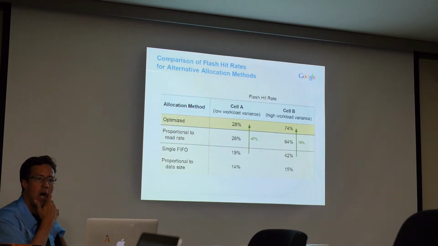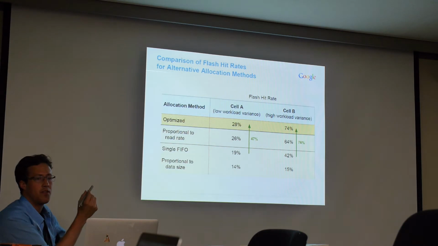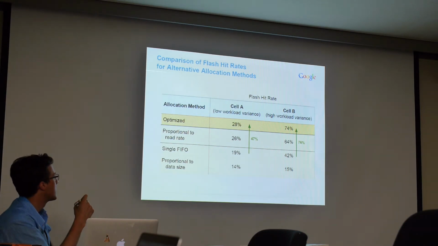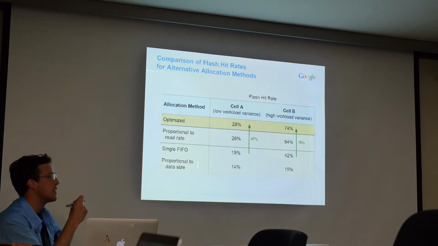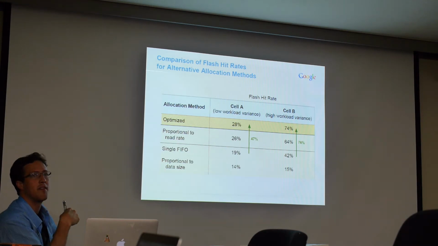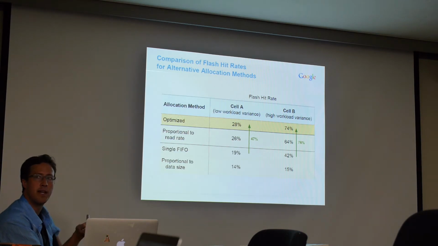And so that's what we have here. We have proportional to data size. So this would be the simplest type of system you might have. Suppose you give everybody 1% flash of the bytes they store on disk. So if they store a petabyte on disk, you give them 1 terabyte of flash. That would be proportional to the data size.